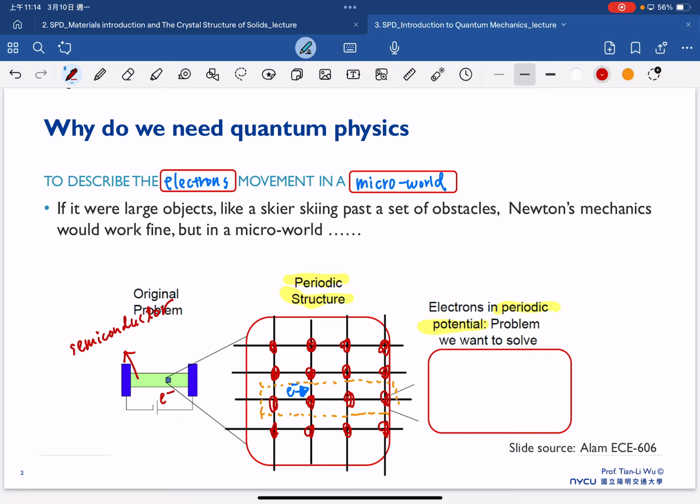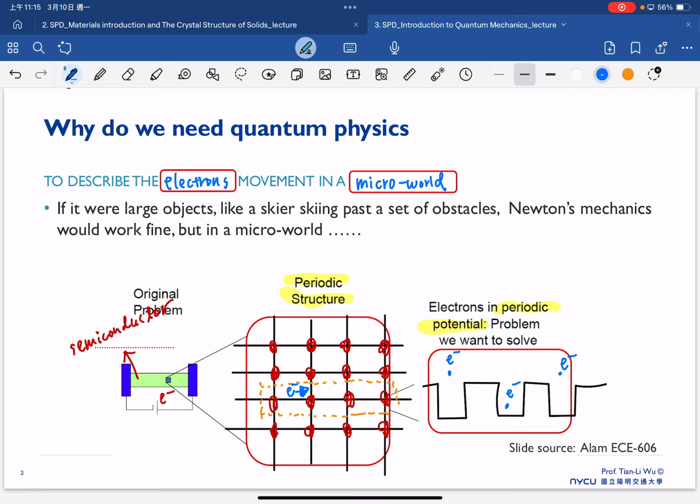So in the end, the problem that we want to solve is the electron movement in the periodic potential, which sometimes the electron is here, sometimes here, sometimes here. So that in the end is the problem that we want to solve.